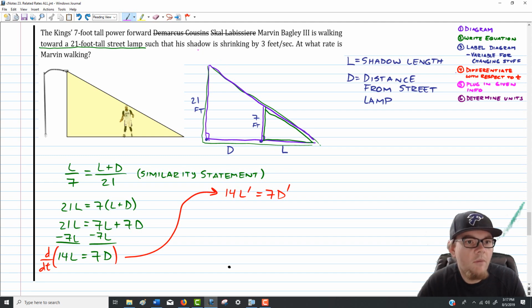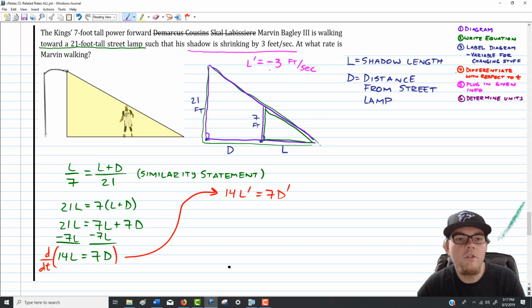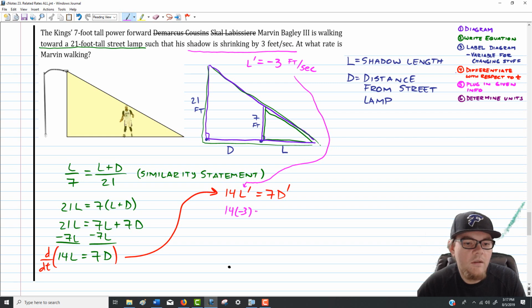And what it says in our problem is that the shadow is shrinking by 3 feet per second. What that tells me is that L prime is equal to negative 3 feet per second, the negative to ensure that our length is getting smaller. So plugging that information into our equation, we'll get 14 times negative 3 equals 7D prime. That's going to be negative 42 equals 7D prime. And if we divide both sides by 7, we're going to get that negative 6 is equal to D prime.